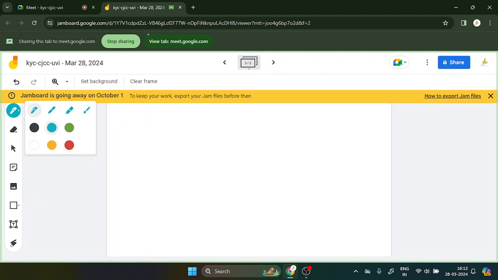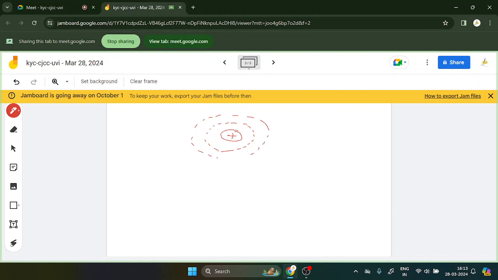If I look at the structure of the atom, it looks like this. In the center there is a nucleus, and near the nucleus there is an extranuclear portion. There is a space in which the electrons revolve.